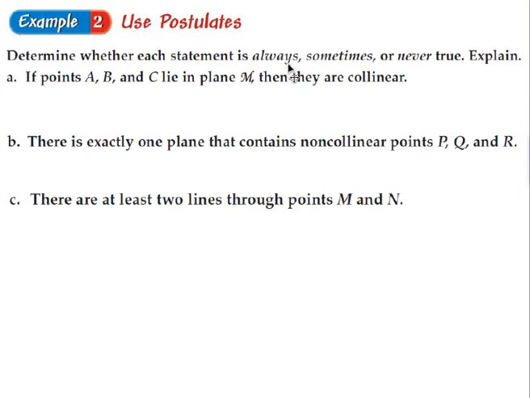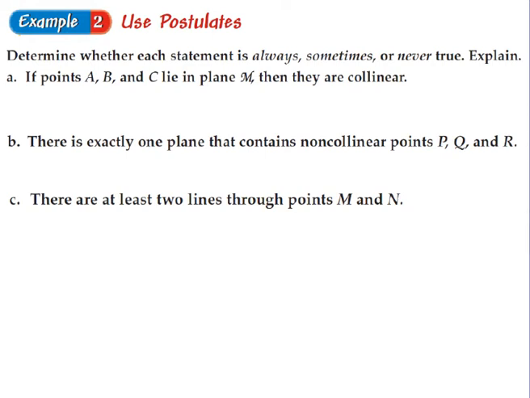Determine whether each statement is always, sometimes, or never true. If you need any hints, I would just look at the postulates themselves. For letter A, if A, B, and C lie in plane M, then they're collinear. That's sometimes true. You can just draw a counterexample for that. I could try to draw one, really ugly.